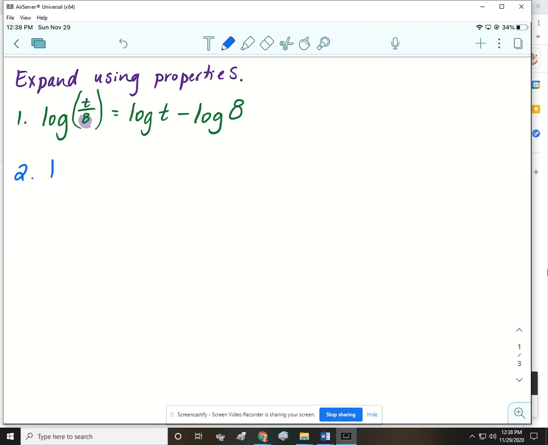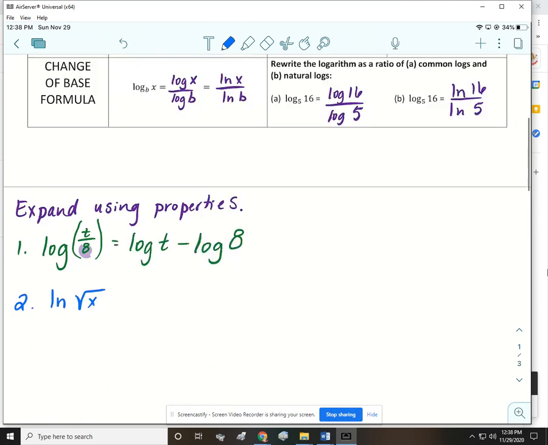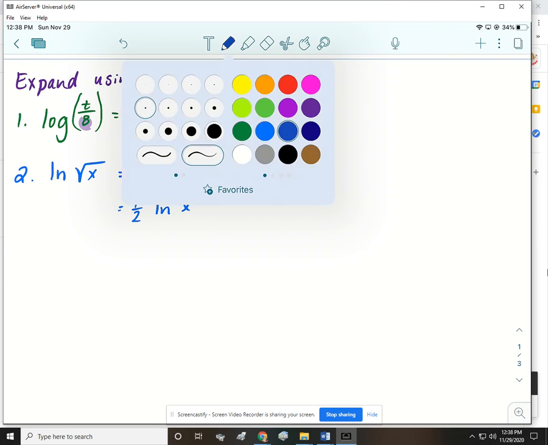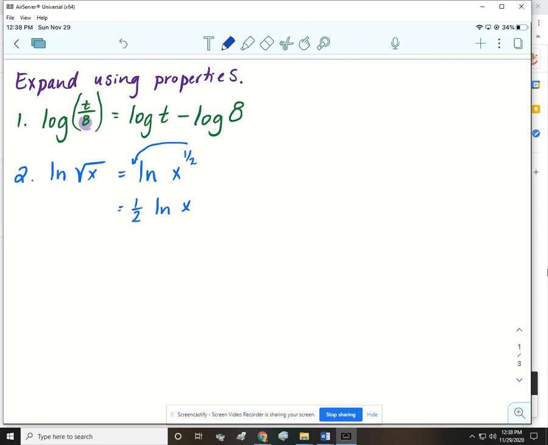Number 2, we have the natural log of the square root of x. So right now we don't have a product, we don't have a quotient, we don't have a power, but we need to have one of those to use one of these properties. So what we technically do have is a power. The power that means to take the square root is raising something to the 1/2. So the natural log of the square root of x is the same thing as the natural log of x to the 1/2. And then we can use the power property and bring that 1/2 down in the front. Even though that seems weird and unnecessary, it's actually super helpful for things we have to do in the future with logarithms.